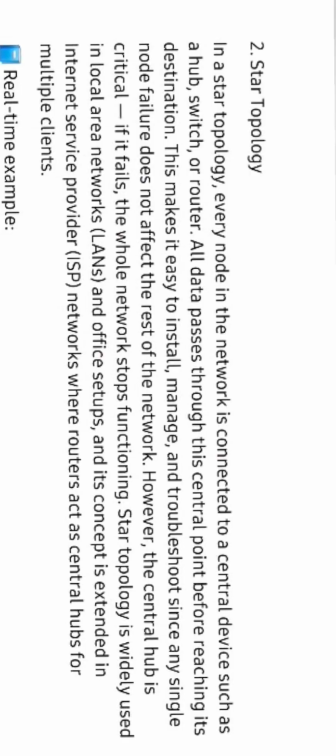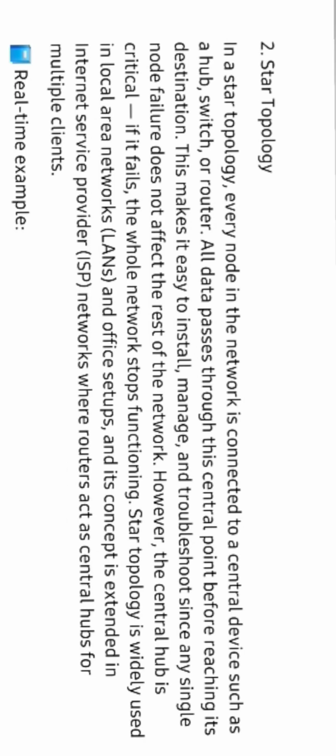Now let us move on to star topology. In a star topology, every device is connected to a central device such as a hub, switch or router. All the communication between devices passes through this central point. This design makes the network easy to install, manage and troubleshoot. Because if one computer or one cable fails, it does not affect the rest of the network. But the central device is very important. If the hub or router fails, then the entire network goes down.